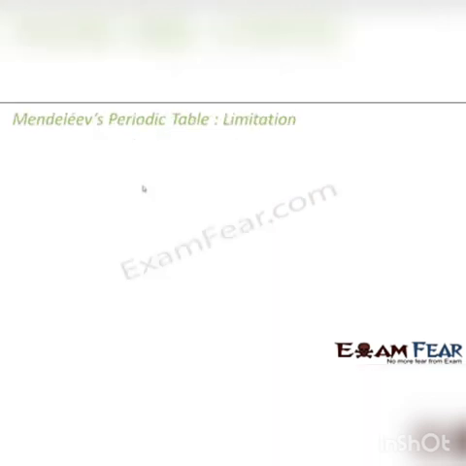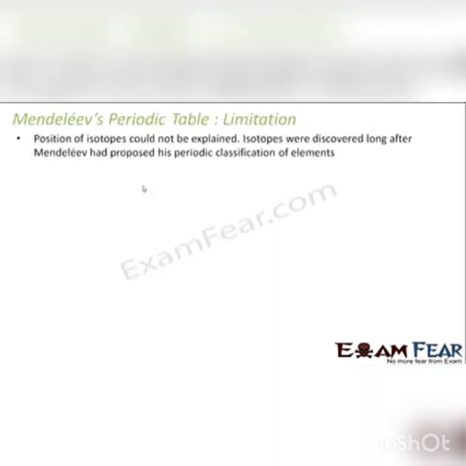Now let's see the limitations of this table. The first thing: the isotopes were also discovered around the time the noble gases were discovered, but the position of isotopes could not be explained. As I told, isotopes are elements with the same atomic number, right, but different atomic mass. You see, these are all isotopes of carbon: 12, 13, 14. So since they have different atomic mass, they should be placed differently in the table, right?